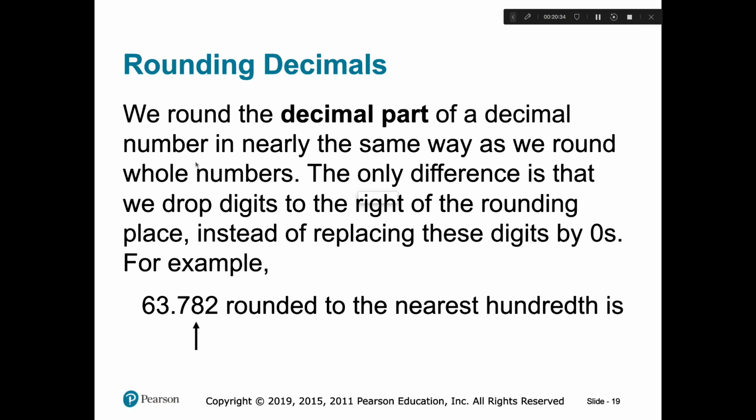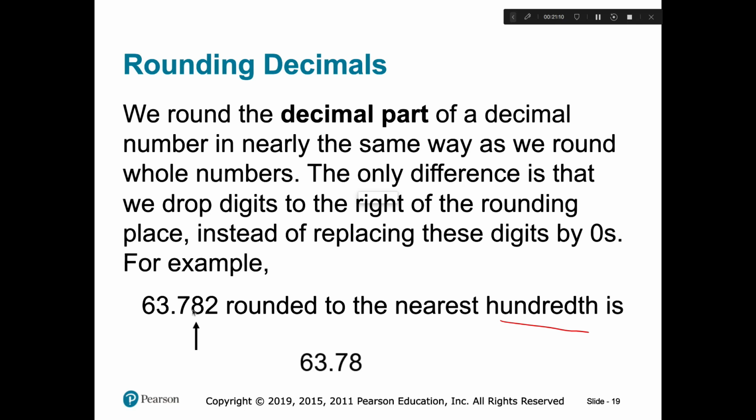Finally, moving on to rounding. Rounding is only difficult because you have to know where your places are and then look at the next one. So we have the number 63 and 782 thousandths, and we want to round to the nearest hundredth. So we find our hundredths place. We look at the number next to it. The 2 tells us we're going to leave the 8 the same. So then we can just drop off any numbers after the 8.